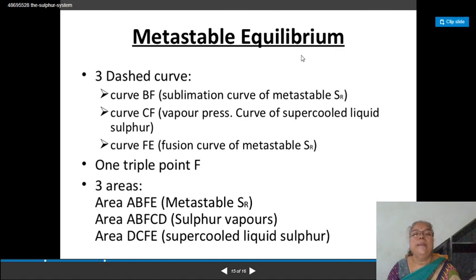Then the metastable equilibrium. Here are 3 dashed curves. The curve BF is the sublimation curve of metastable rhombic sulfur. CF is the vapor pressure curve of supercooled liquid sulfur. The curve FE is the fusion curve of metastable rhombic sulfur. And one triple point F here, the metastable triple point F. And 3 areas: the area ABFE, metastable rhombic sulfur; the area ABFCD, sulfur vapor in metastable state; and the area DCFE, supercooled liquid sulfur.